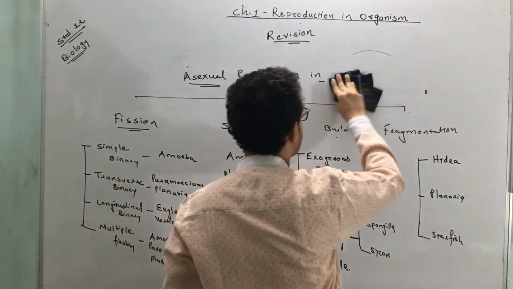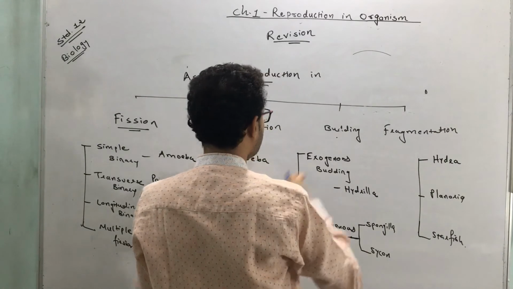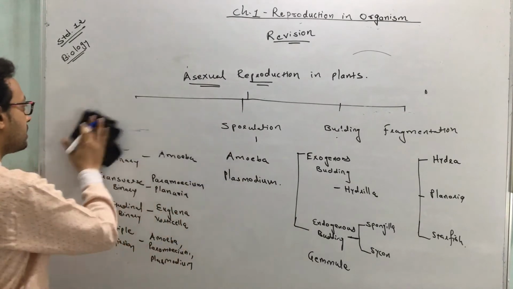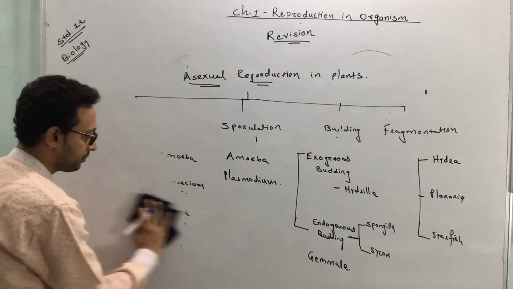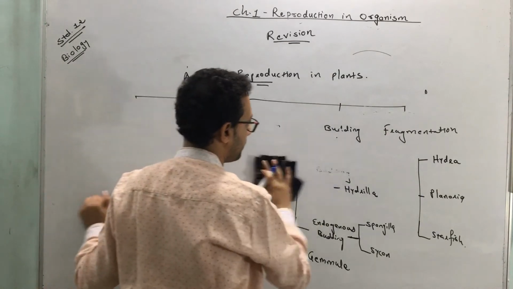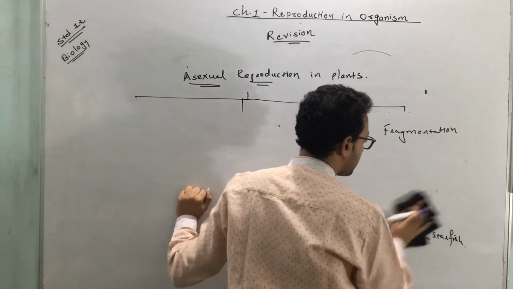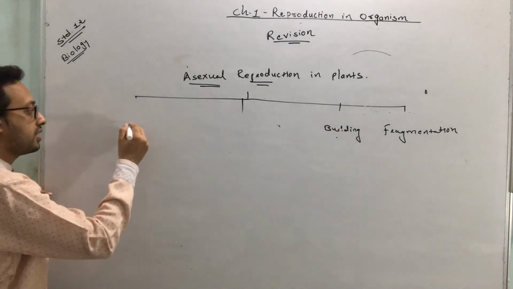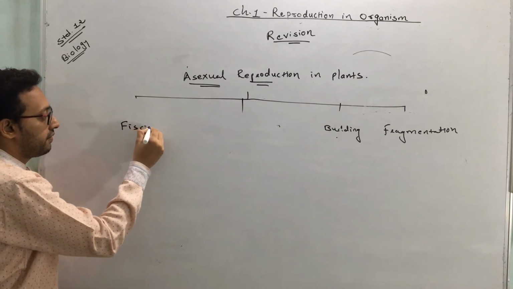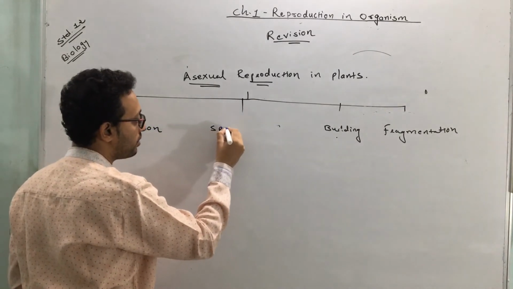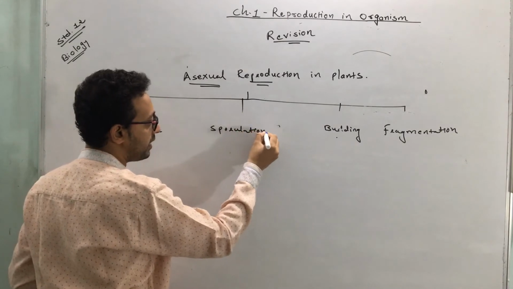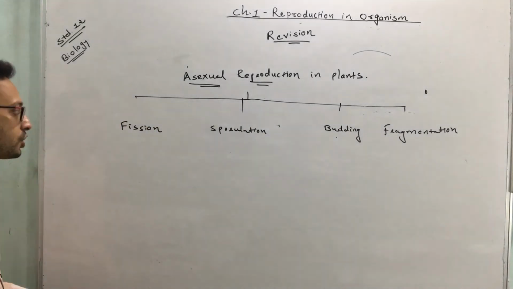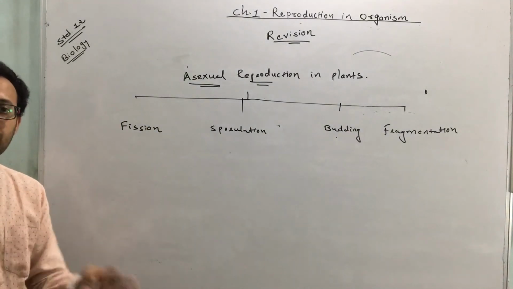similarly, plants can also reproduce asexually. And the methods adopted by a plant for asexual reproduction are the same: fission, sporulation, budding and fragmentation. Okay. So you know fission means a breakdown. Here the cell breaks down.